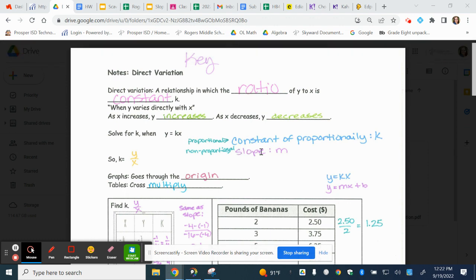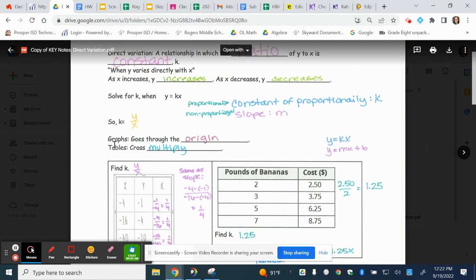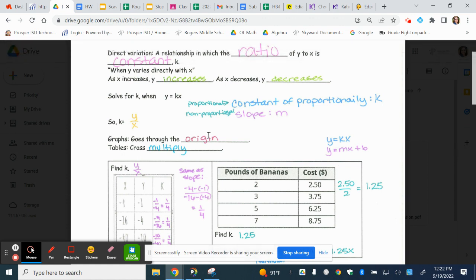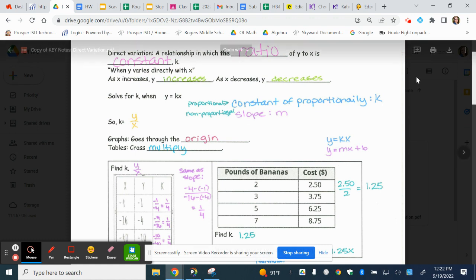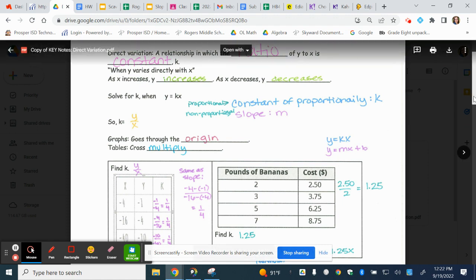When we did yesterday, our slope is our m value. Those are non-proportional. So proportional means you went through the origin. Non-proportional means you have a y-intercept that's not zero. So again, proportional means the graph goes through the origin. And if it's a table, you can cross multiply to see if those values are equal to each other. That would again be a way you can check if it's proportional. So in the blue, this equation y equals kx is proportional. The purple is non-proportional, y equals mx plus b, again, because b is your y-intercept and it is not a zero value.